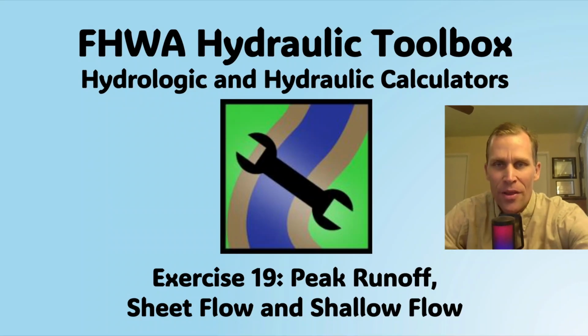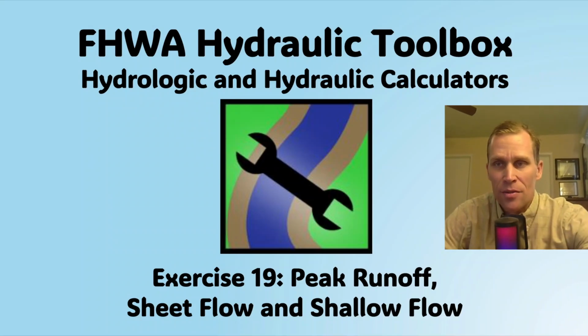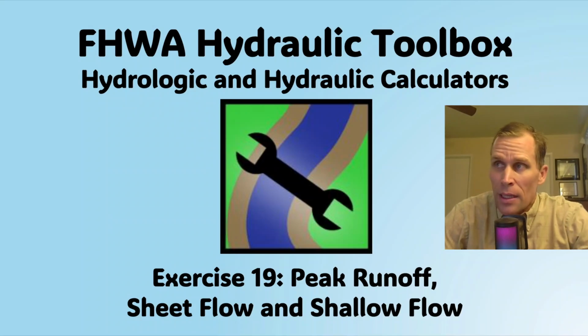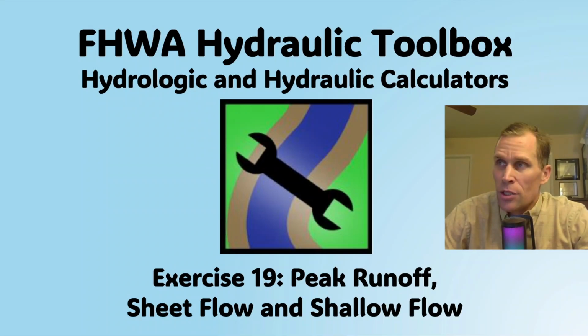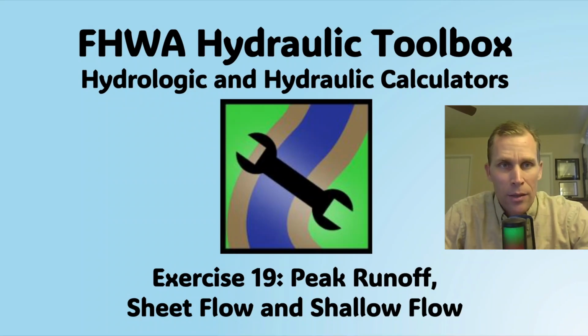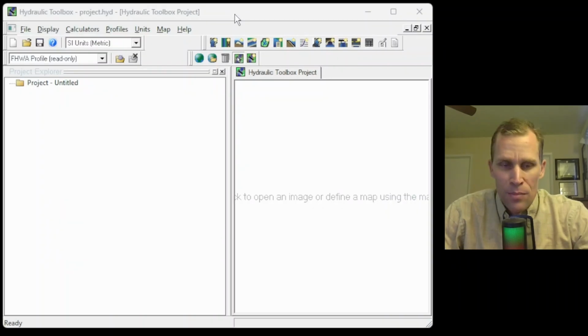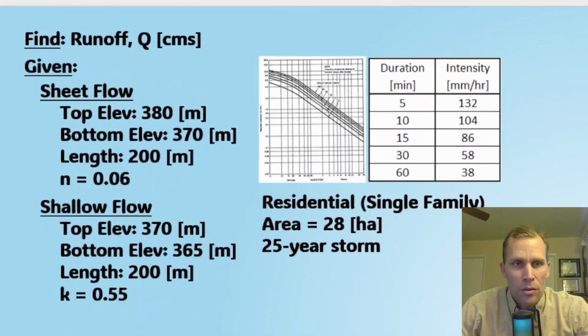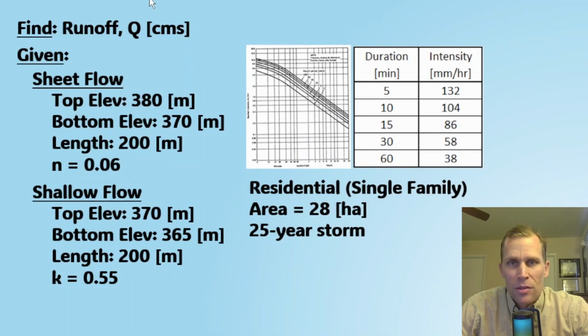Welcome and hello. This is a video exercise using the FHWA hydraulic toolbox, and I'm titling this one Sheet Runoff, Sheet Flow, and Shallow Flow. So sheet flow and shallow flow are two different ways to calculate the time of concentration, which will ultimately allow us to determine the peak runoff using the rational method. We're going to be using the rational method calculator in the hydraulic toolbox.